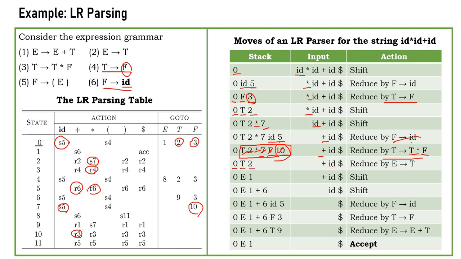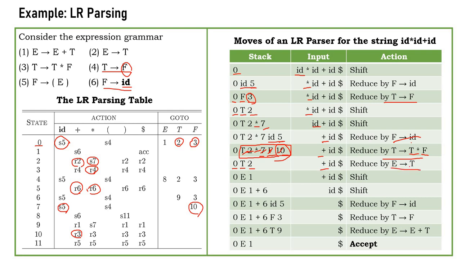Then we have to check this 2 and plus. So it is the R2. Again, it is a reduce. So what is the second production? That is E implies T. So we are reducing by E implies T.